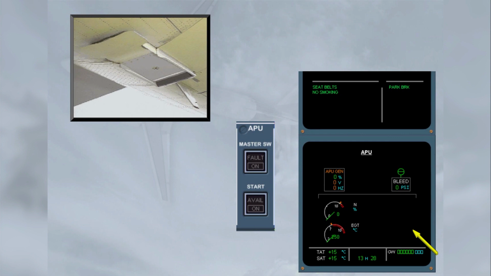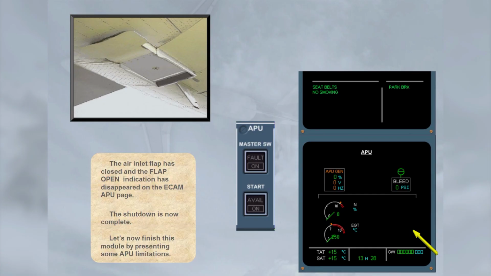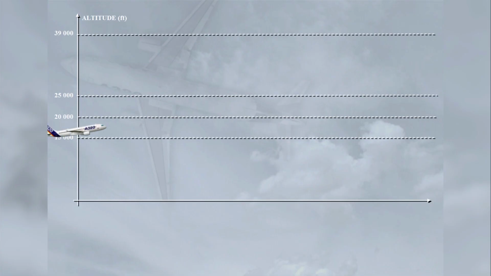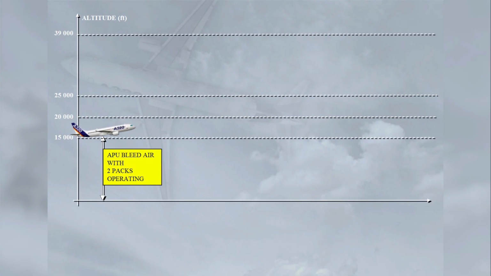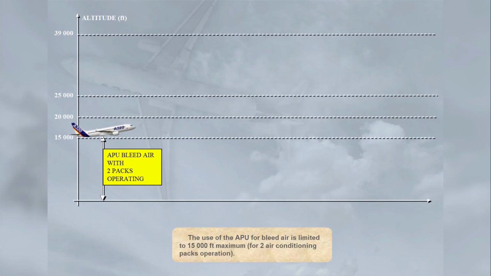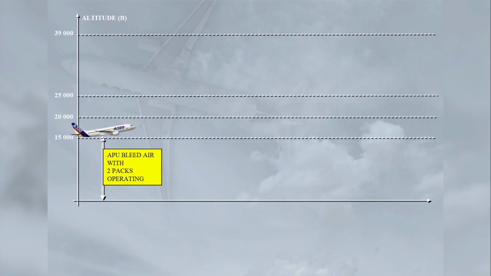Let's now finish this module by presenting some APU limitations. The use of the APU for bleed air is limited to 15,000 feet maximum for 2 air conditioning packs operation. The use of the APU for bleed air is limited to 20,000 feet maximum for 1 air conditioning pack operation.